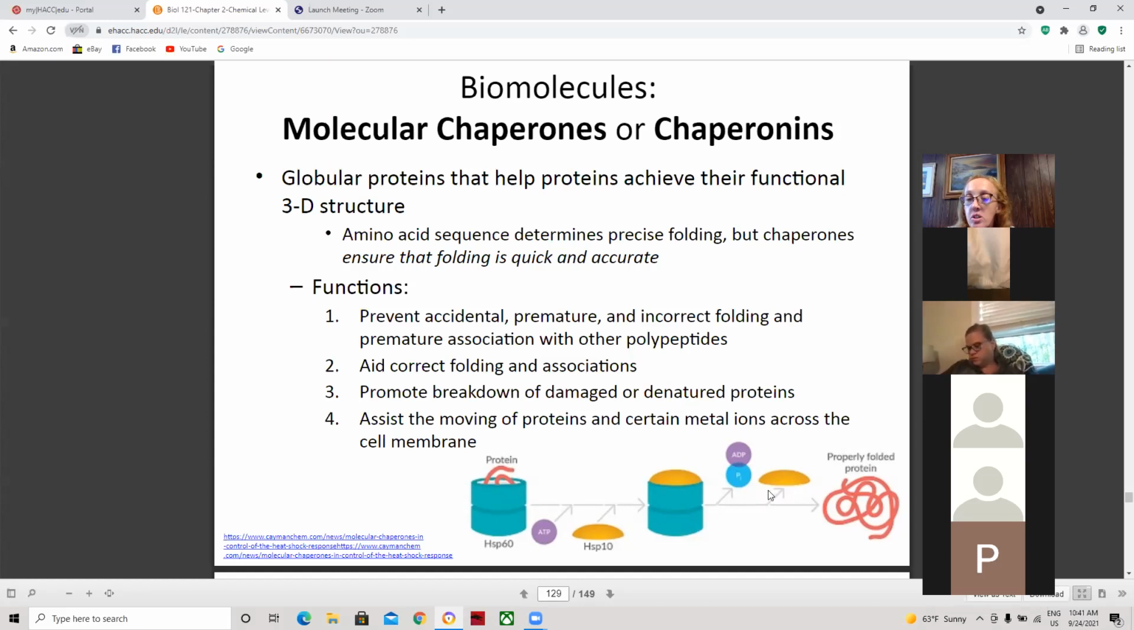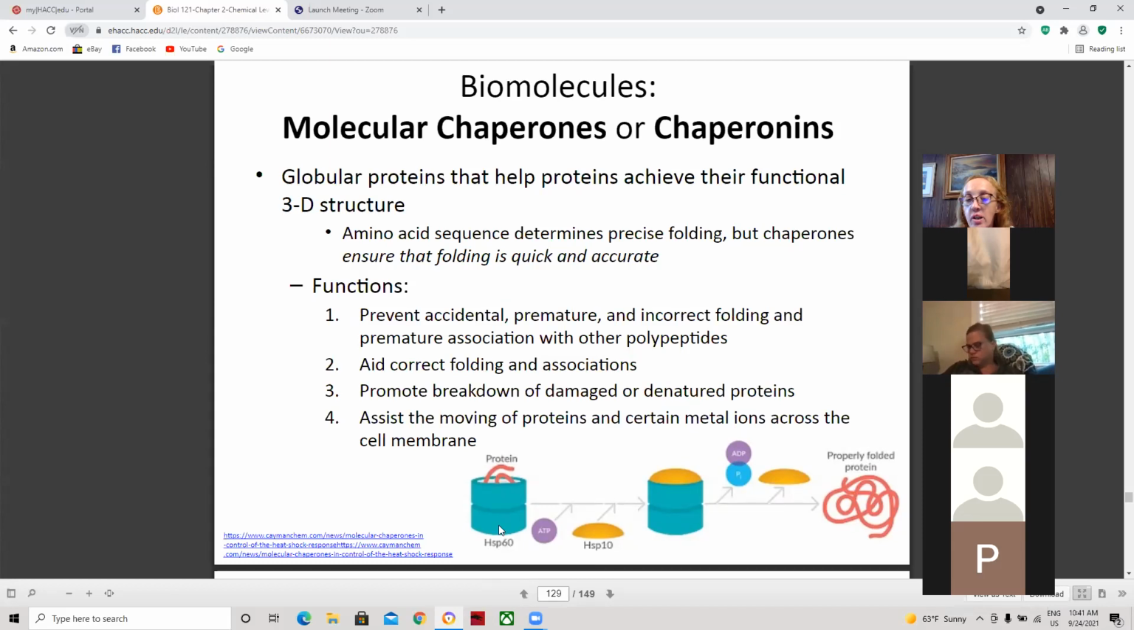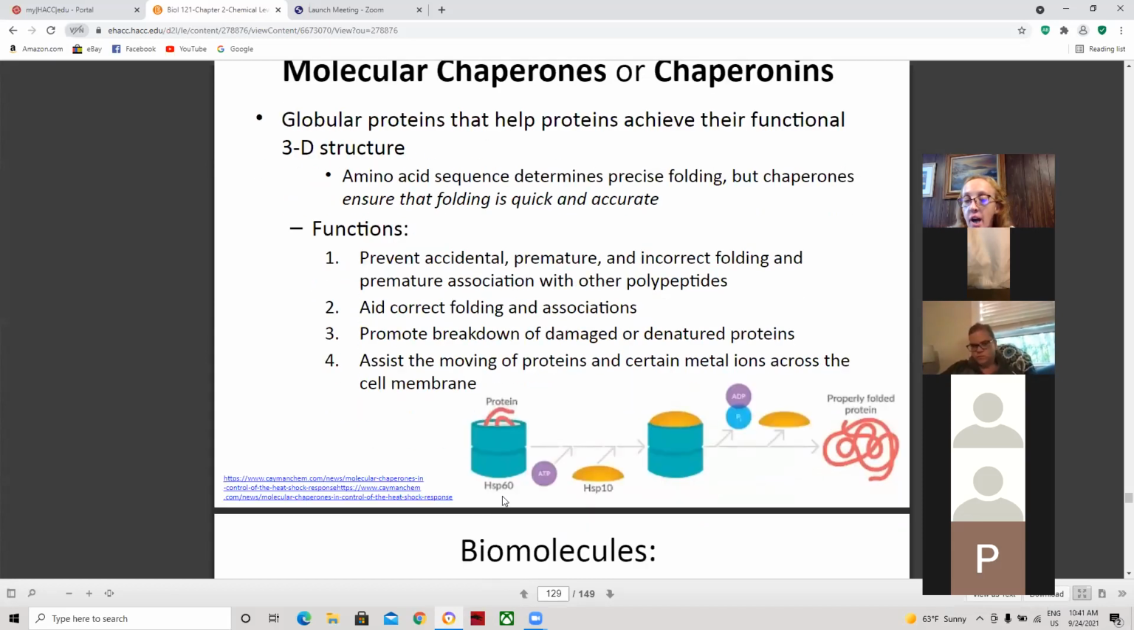So they make sure that things are properly folded. If you see down here, HSP means heat shock proteins, because these proteins were discovered when you tried to heat proteins and irreversibly denature them. Then these proteins would be expressed within the cell to reform the proteins. So they're only expressed in times of stress, like heat shock.